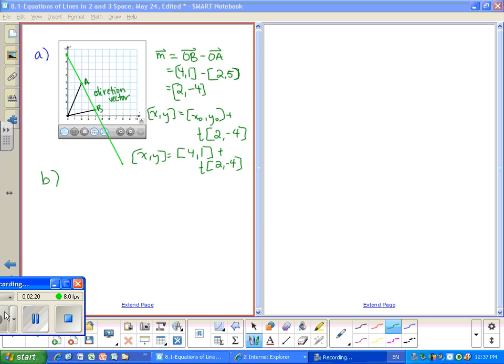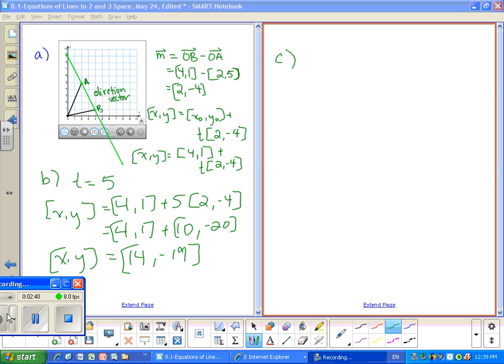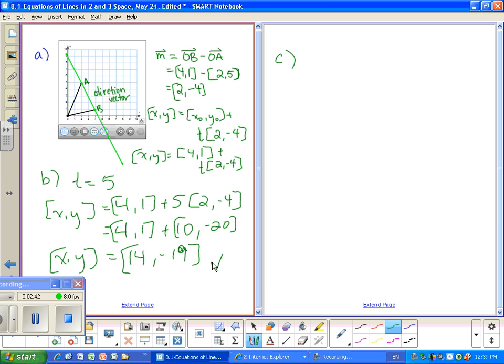So any point along that green line. Let's say pick any t value. What t value do you want? We can pick a t value of 5. If we sub that in, we have (x, y) equals (4, 1) plus 5 times (2, negative 4). So that would be your final position vector of (14, negative 19).